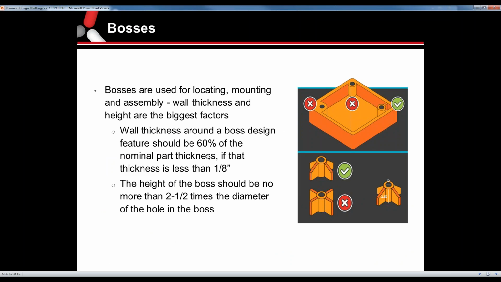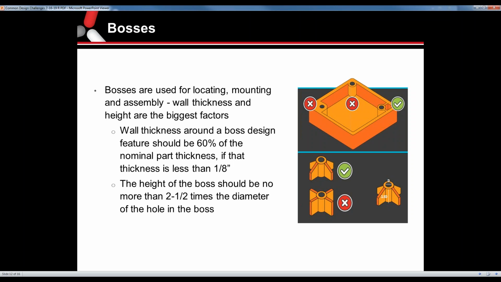All right, bosses, similar to ribs. They're used for locating, mounting, and assembling parts. When designing them, the wall thickness of those ribs or bosses and the height are going to be the biggest factors that you want to look at.